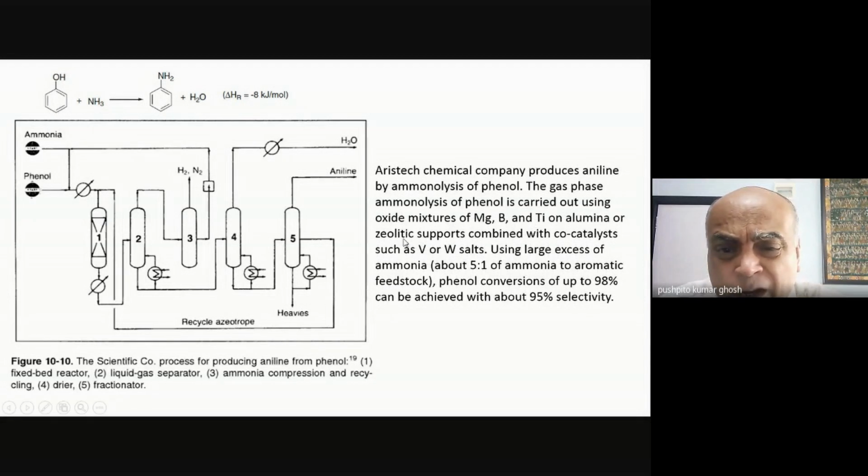This work must have taken a long time to identify oxides of magnesium, boron, titanium, supported on alumina or zeolite. And not only that, then they have a co-catalyst, which is vanadium or tungsten. This is the kind of trial and error catalyst development that takes place.